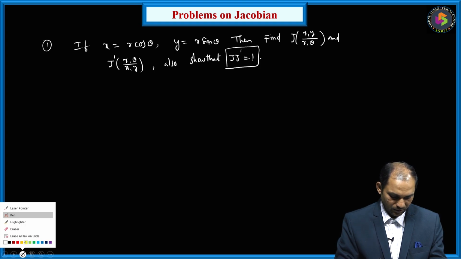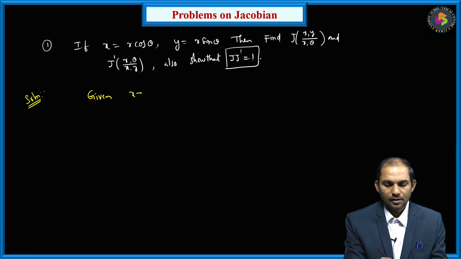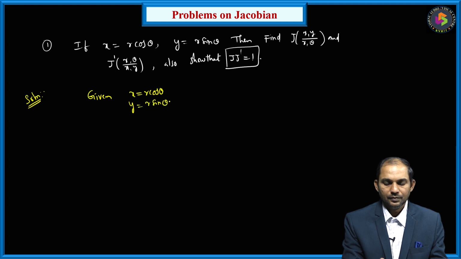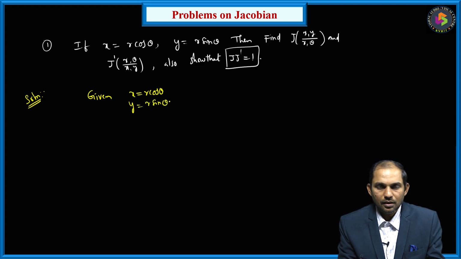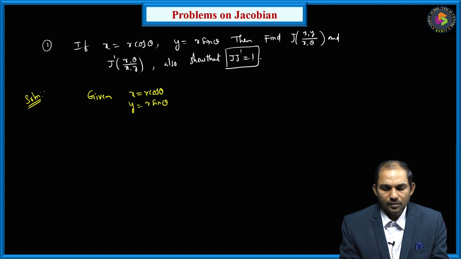We have to find the solution by using the definition of Jacobian. So what is given here? x is equal to r cos theta, y is equal to r sin theta. So here x and y are dependent variables, r and theta are independent variables. So we can find the Jacobian from x comma y to r comma theta because dependent variables are expressed in terms of independent variables.